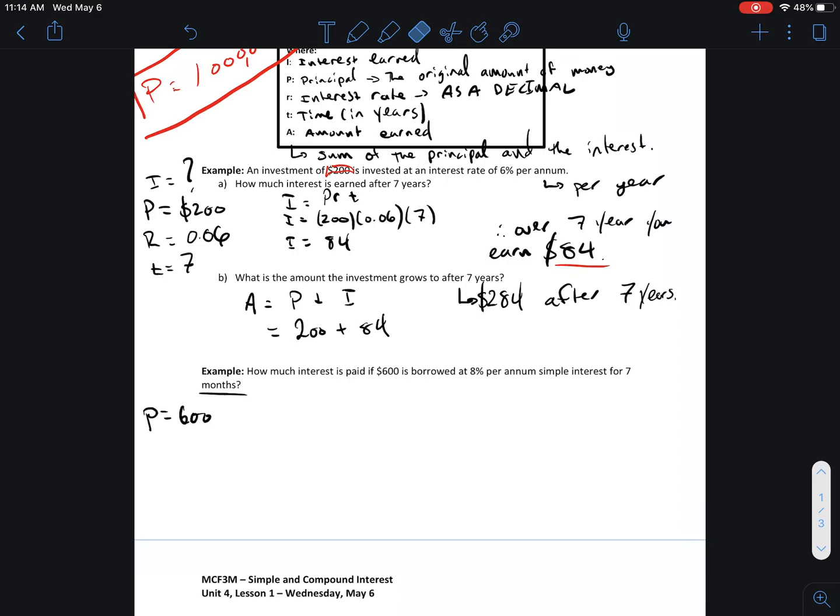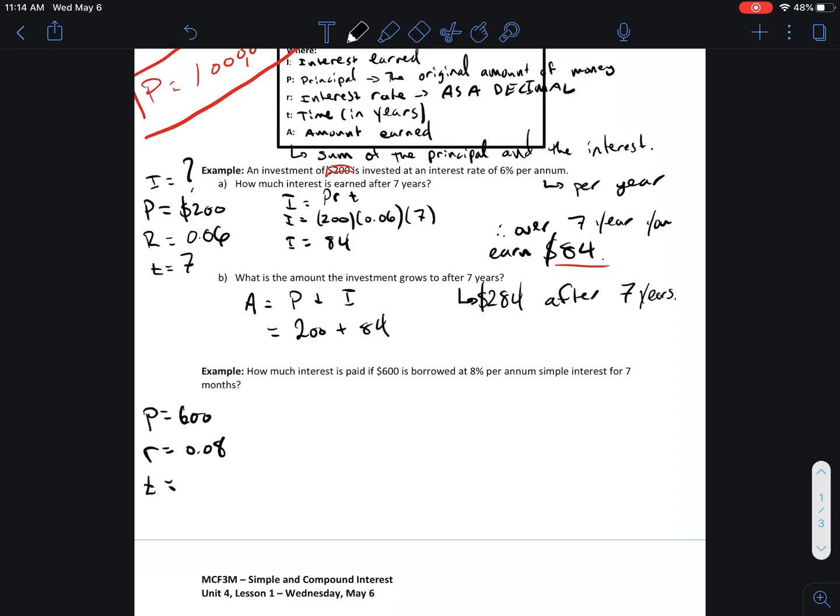Oh, here's the other thing. I missed this word: we're borrowing the money this time. So this is like a credit card, exactly a credit card, or a line of credit, right? So how much interest is paid? $600, so there's the principal. And then the rate is going to be 0.08.